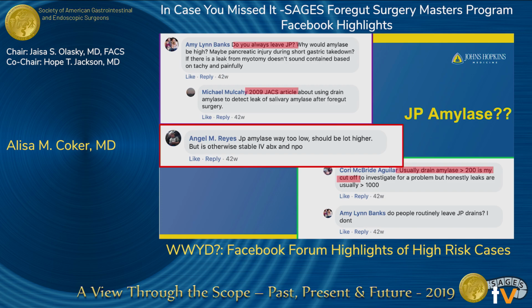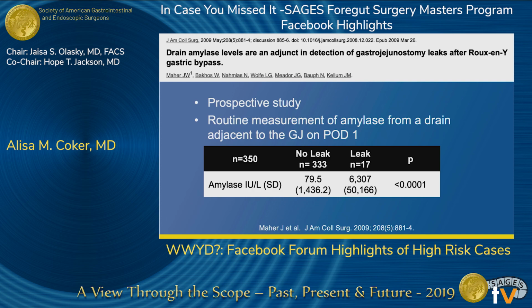What I thought was probably the most debated and educational part of this post was the discussion around leaving a JP and checking JP amylase. A 2009 article from JACS was referenced. This is a prospective study looking at routine drain amylase measurements in post-op day 1 Roux-en-Y gastric bypass patients. There was a statistically significant difference in these values for the patients that were later confirmed to have a leak.